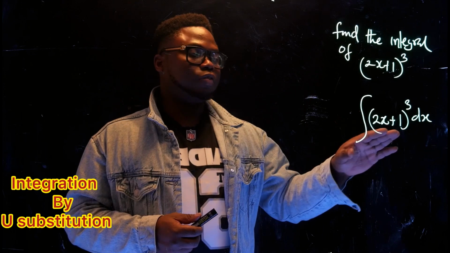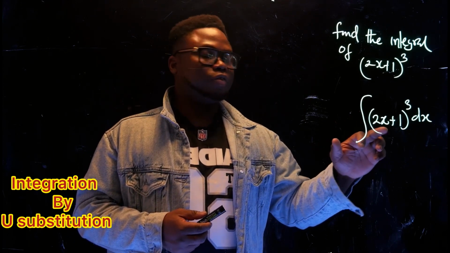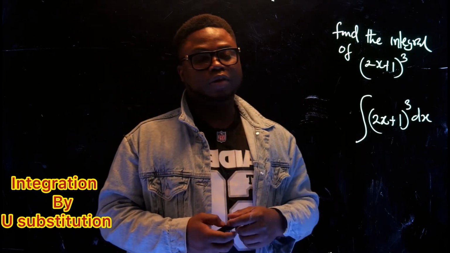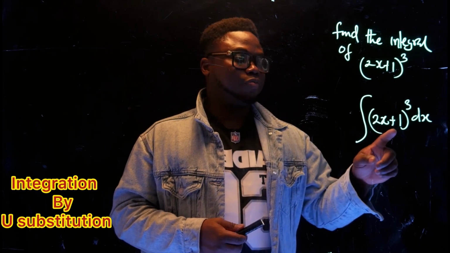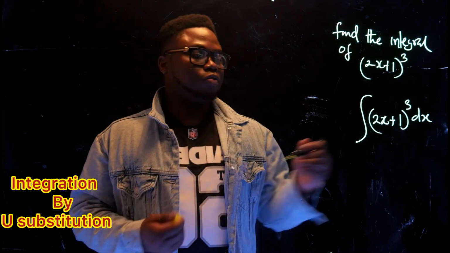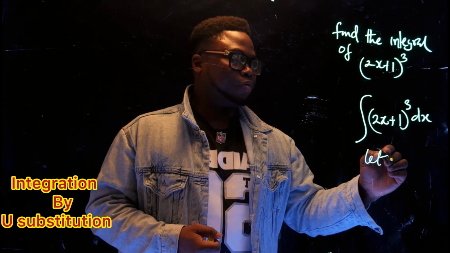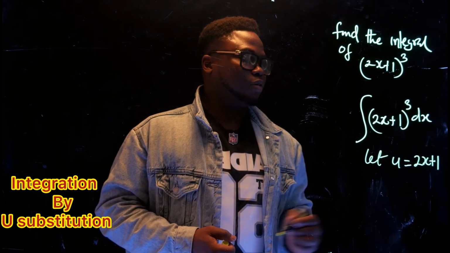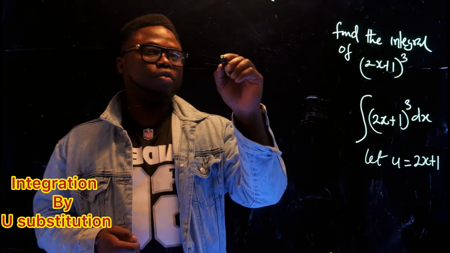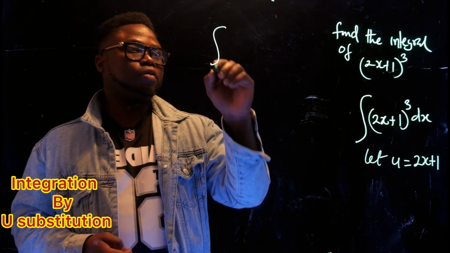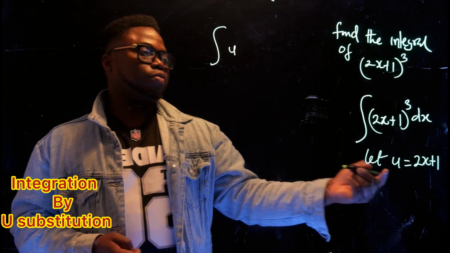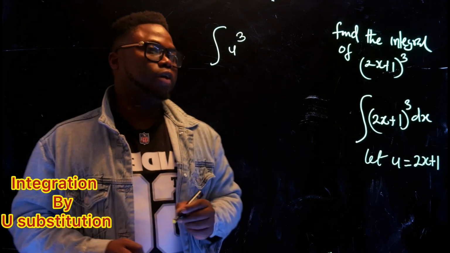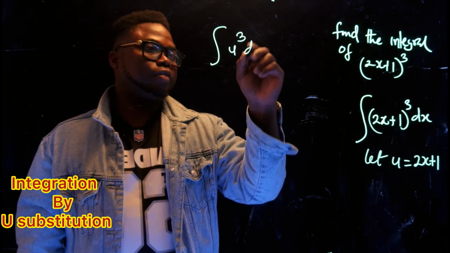Now, it's very simple. For me to do this, the next thing to do is to introduce a second variable. X is a variable. I'm going to introduce another letter, a variable, to represent 2x plus 1. Okay, so doing that, I'm going to say let u be equal to 2x plus 1. Okay, meaning that the whole expression will be integral u, because I'm replacing 2x plus 1 with u. So I'm going to write cube, that is raised to the power of 3, then dx.